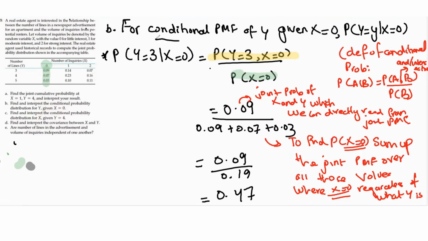But we wanted the conditional PMF of Y given X is equal to 0. So we need to find this probability Y is equal to y given X is equal to 0 for all values of Y. We're done for Y is equal to 3. Now we need to do the same thing for Y is 4 and Y is 5. So let's do that.